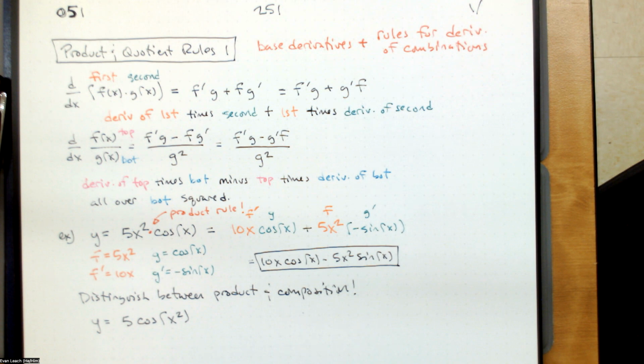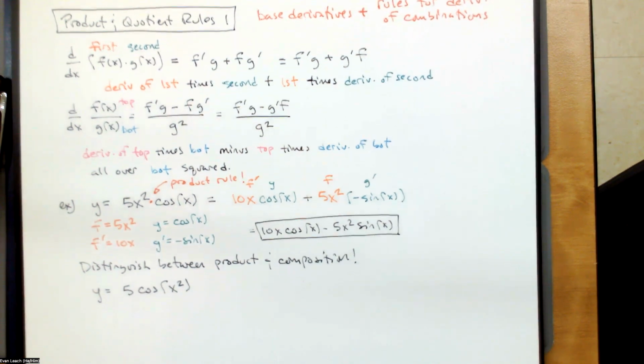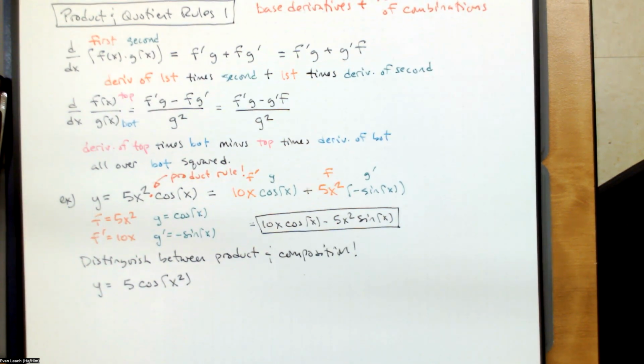So we can't just speed read in math. We have to make sure that we carefully read what's going on. So in the first problem, I had a 5x squared cosine x. In the second one, I got 5 times the cosine of the square of x. The second one is a composition. I see a cosine and an x squared, and it looks like it has the same elements as the first problem. But the way those elements have been combined is very different.